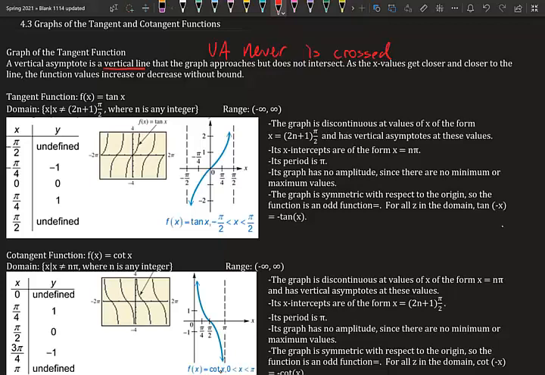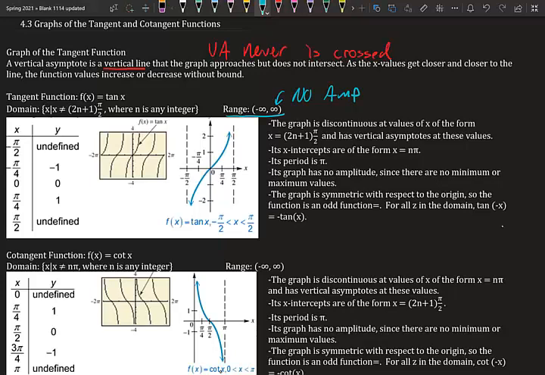All right, tangent function. f of x equals tangent x. So the domain is x such that x cannot equal (2n plus 1) times pi over 2, where n is any integer. Your range is negative infinity to infinity. Since we have a range of all real numbers, that means we have no amplitude.